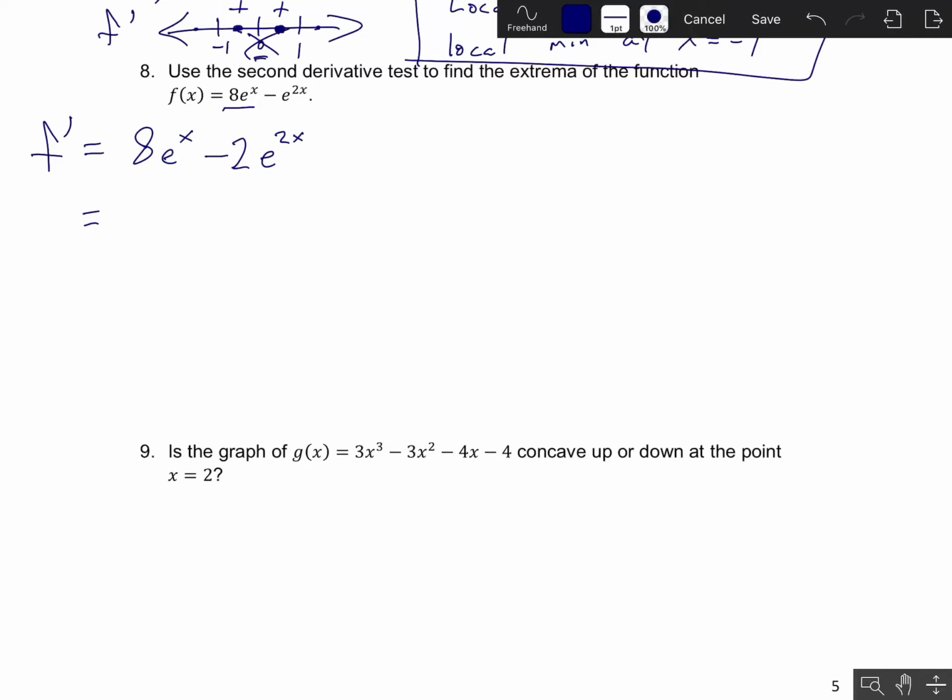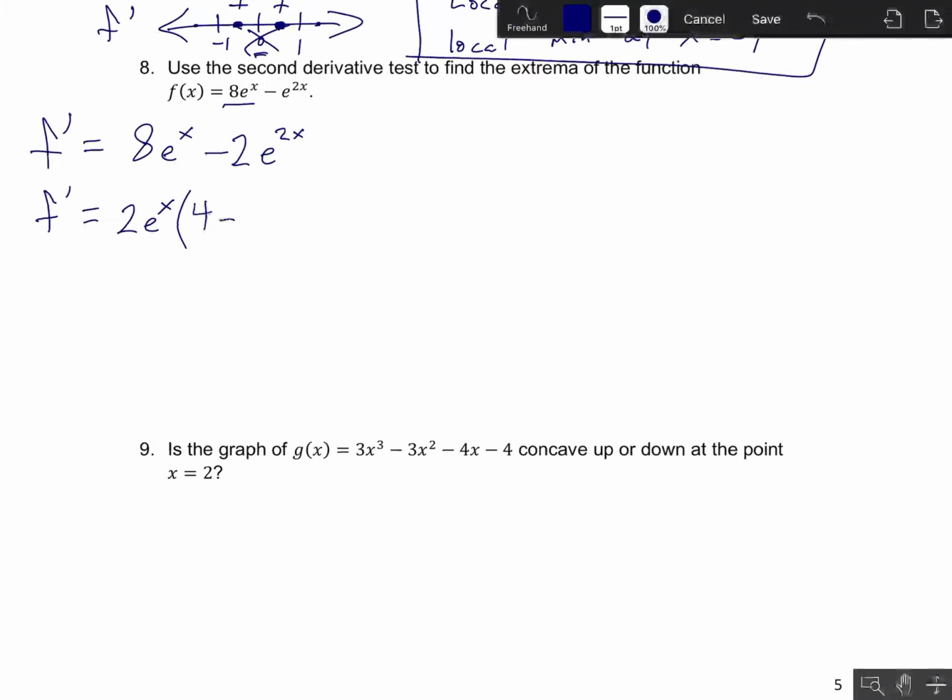And again, when you're looking for critical points, it's a good idea to factor out any common factors that you see here. So I noticed that 2e to the x is a common factor between these. So I'll go ahead and factor out a 2e to the x from f prime. Notice I'm not taking a derivative here, I'm just rewriting f prime. If you factor out 2e to the x from the first term, what you'll get is 4. And then if you divide the second term by 2e to the x, what you'd be left with is a negative e to the x.